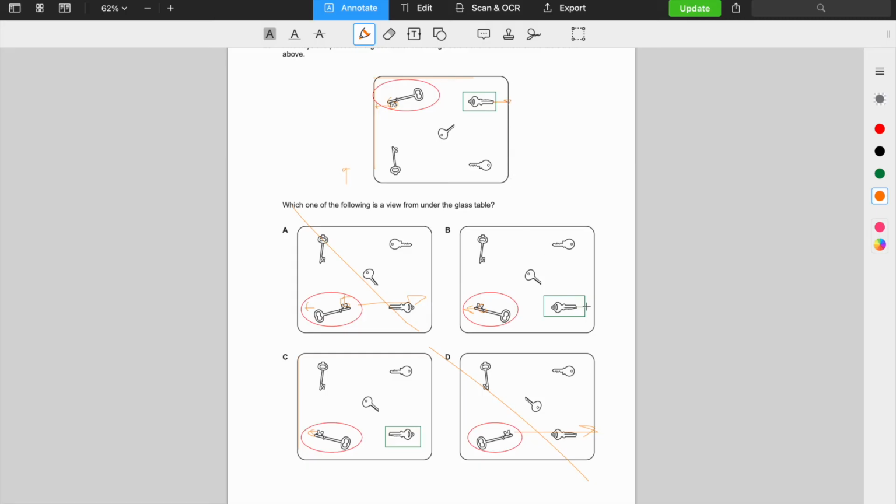Okay, so the tip of the key has to be pointed towards the width, which we don't have in option C, because rather it's the head of the key that's pointed towards the width, not the tip. We want the tip to be pointed towards the width, which is what we have in option B. Okay, so that's why C is not the answer, B is the answer.